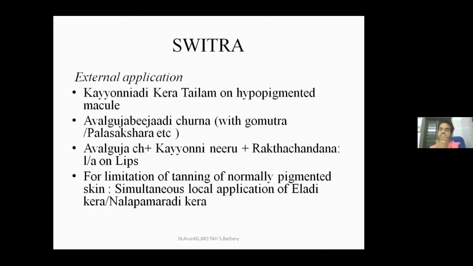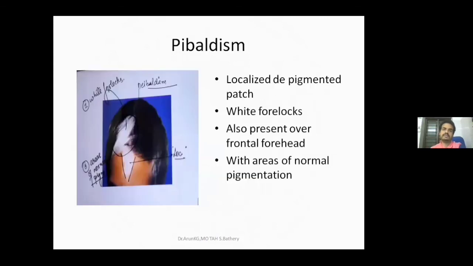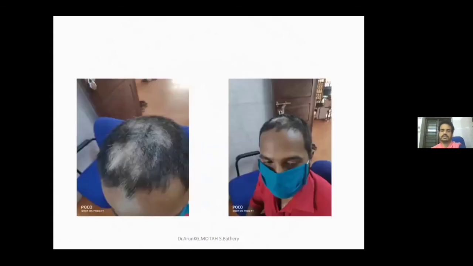If lips are involved, usually I give Rakta Chandana, Avagulija Kayoni in a combination. In patients, taking Kayoni means Bragaraja, Bragaraja internally in food is also very good. Then piebaldism is there. Here what happens is a white forelock will be there, then some hyperpigmentation in the frontal forehead with normal skin in this patient.